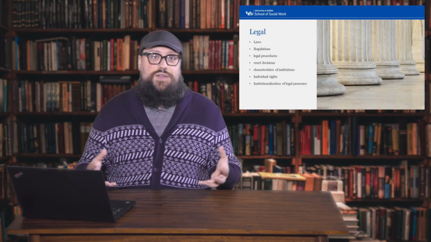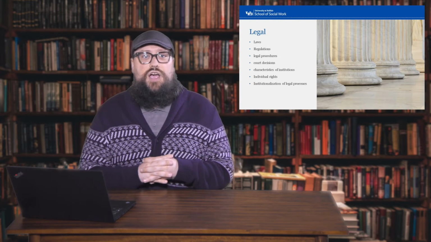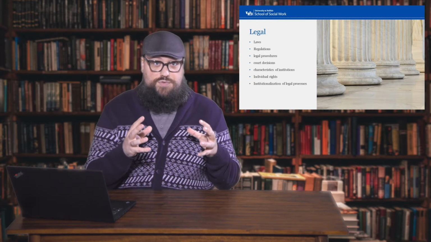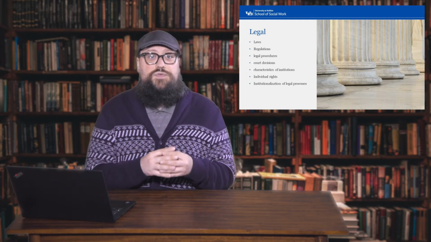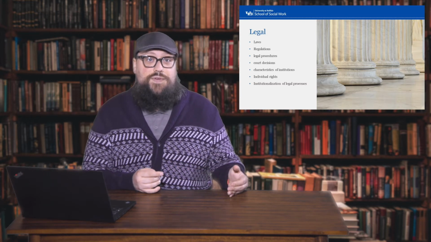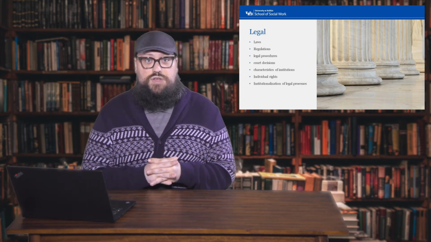Next, we have the legal environment. And this can relate to laws that are passed. So if we are dealing with the juvenile justice system, if a law changes regarding the criminality of certain acts or the ability for, we can say, juveniles to be put into solitary confinement, this is going to change the way that the organization is able to act and the way it provides services.